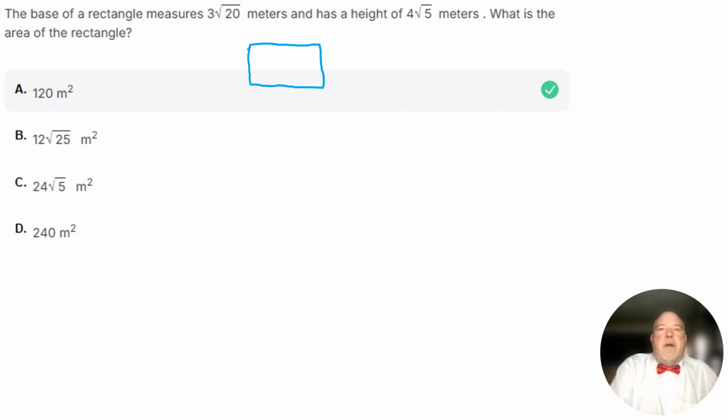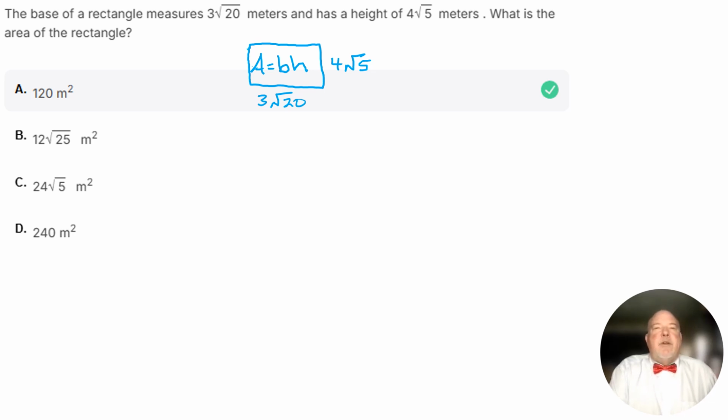So the base is 3 times the square root of 20 meters, and the height is 4 times the square root of 5 meters. And area, you just multiply the base and the height together. So the area is equal to the base times the height, or the length times the width, whatever you want to call it. So I just need to multiply these together.